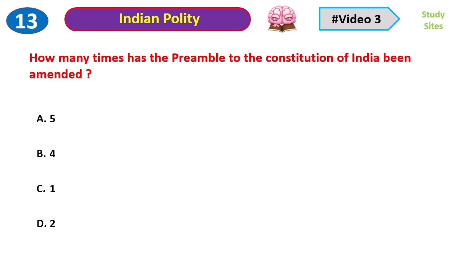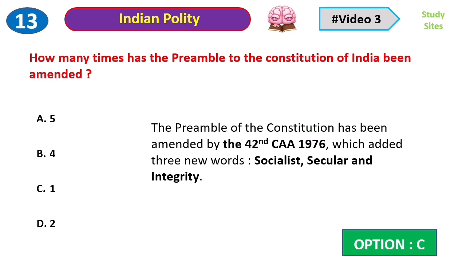How many times has the preamble to the Constitution of India been amended? Once. Friends, the preamble of the Constitution has been amended by 42nd Amendment Act of 1976, which added 3 new words: socialist, secular and integrity.